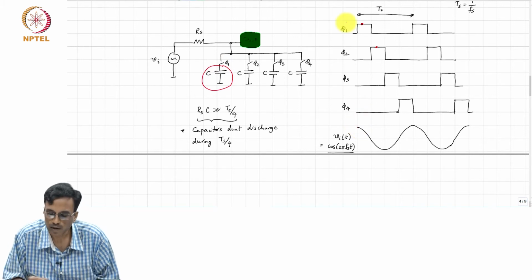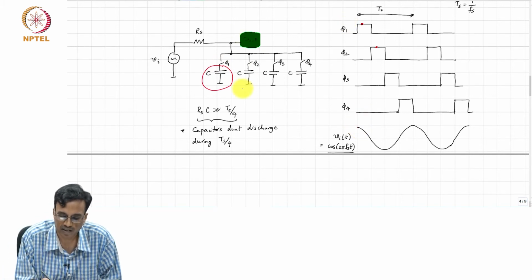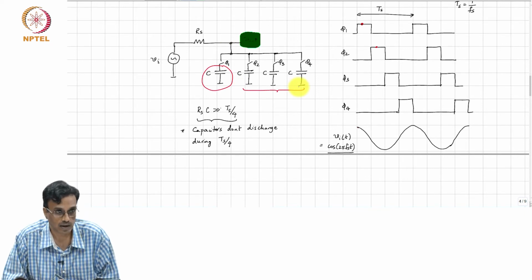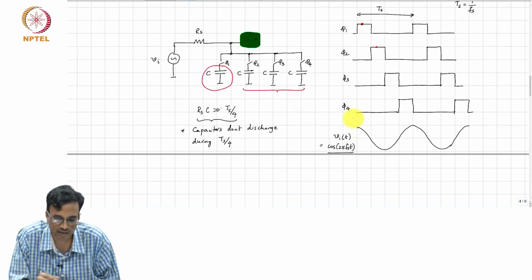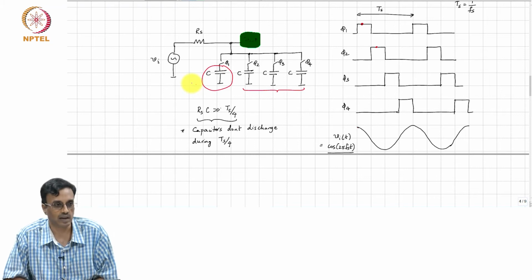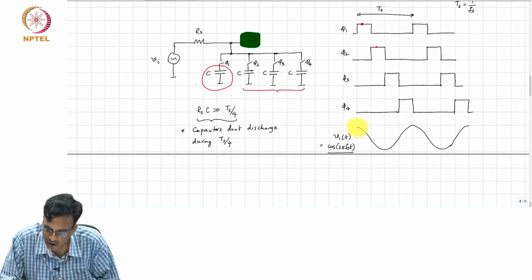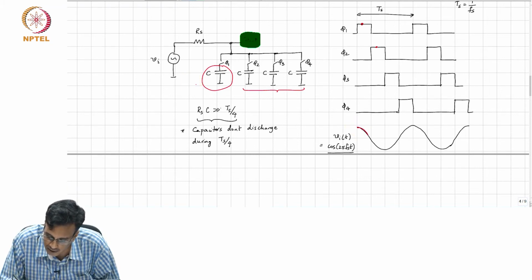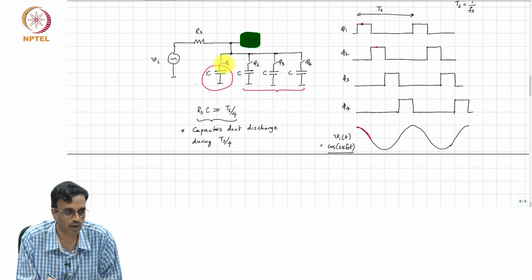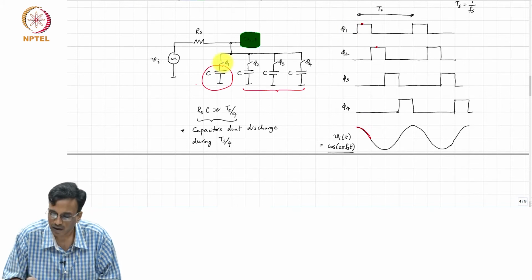When phi 1 is on, what is the equivalent? All these three capacitors are open, correct? Those switches are open. So, which part of this waveform is the first capacitor seeing? It is only seeing this part of the waveform, correct? Because it is during that time that switch phi 1 is on, correct?